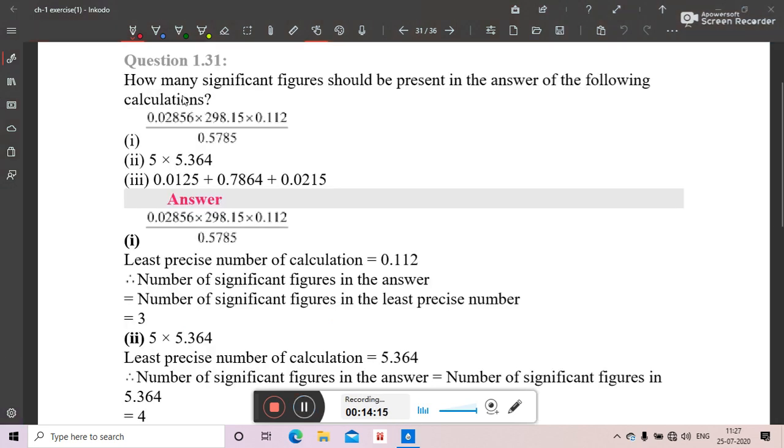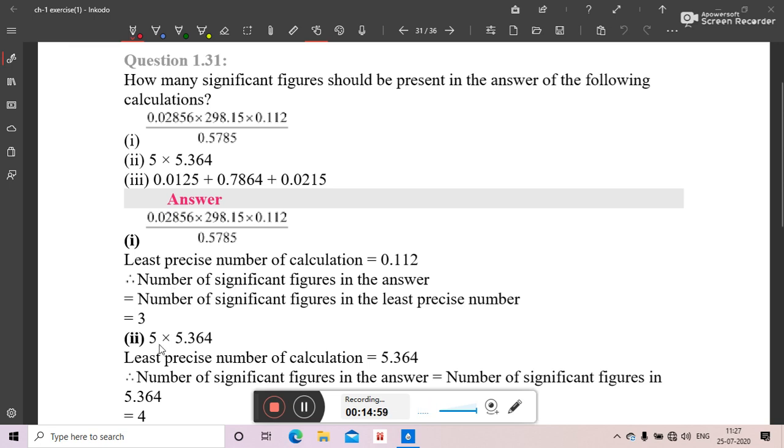Now question 31 is, how many significant figures should be present in the answer of the following calculations? So number 1 is 0.02856 into 298.15 into 0.112 divided by 0.5785. Now here we will see that out of these 4 numbers, the one which has the least number of significant figures is 0.112. So the least precise number of the calculation is 0.112. Here the number of significant figures is 3. Okay, 1, 1, 2. So 3 significant figures. So the answer should also have 3 significant figures.